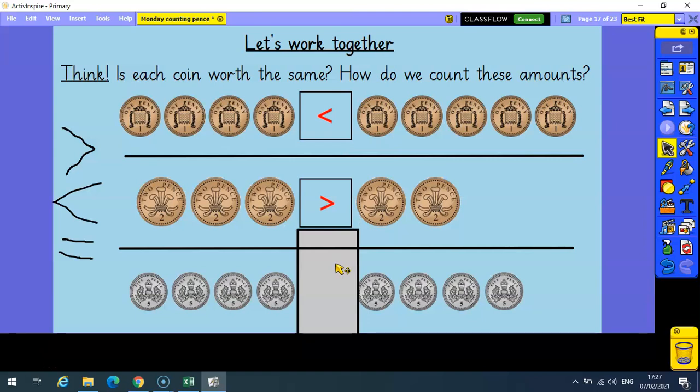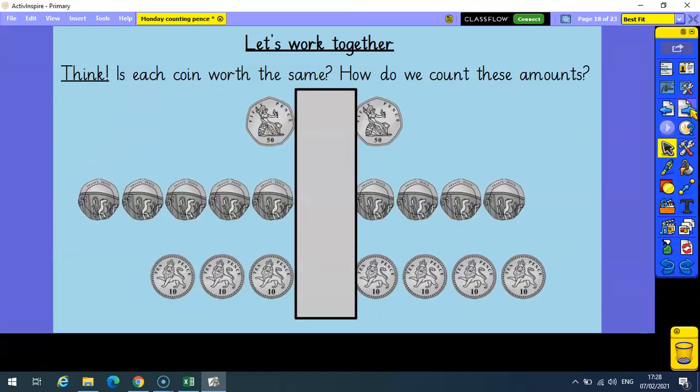And on the bottom I've got 5 pence coins. Which side has the most money? Which side has the greatest value? So here I have 5, 10, 15, 20. And here I have 5, 10, 15, 20. What does that mean then? This is 20 pence and this is 20 pence. They are equal. They are worth the same.